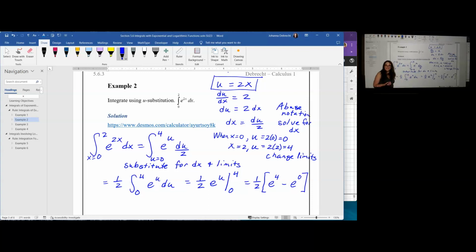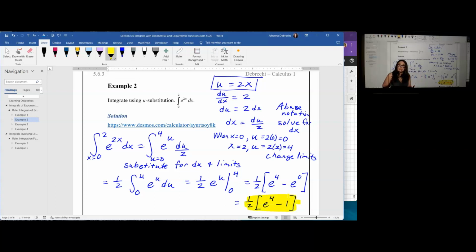Remember, e to the 0 is not 0, it's 1. So for a final answer, I end up with 1/2 times the quantity e to the 4th minus 1. And if you like, you can go ahead and distribute that as well.